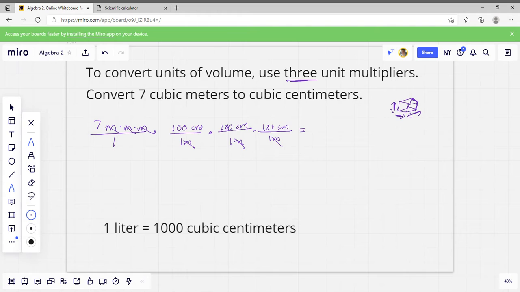And I am going to get 7 with 1, 2, 3, 4, 5, 6 zeros. And that would be centimeters cubed. An important thing to know is that 1 liter equals 1,000 cubic centimeters. So this would be the same thing as 7, let's see, 1,000, that's 3 zeros, right? So I'd have 7,000 liters.